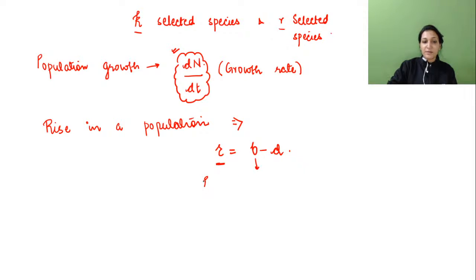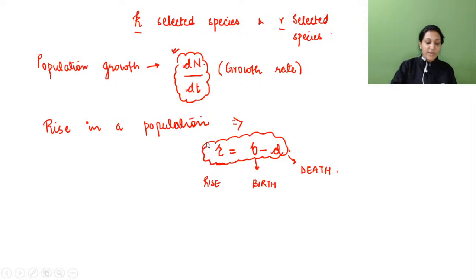B is for birth and D is for death. So rise in population is equal to B minus D, right? So rise in population and population growth, these are the two things. Growth rate is actually given by another formula, that is the combination of the two. So growth rate, that is dN/dt, is equal to R into N.